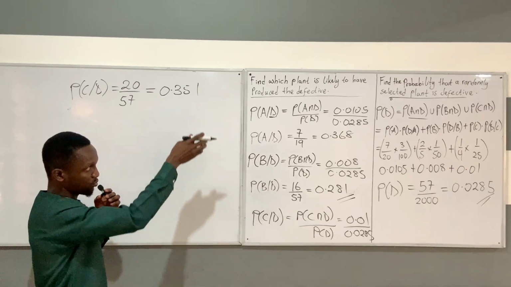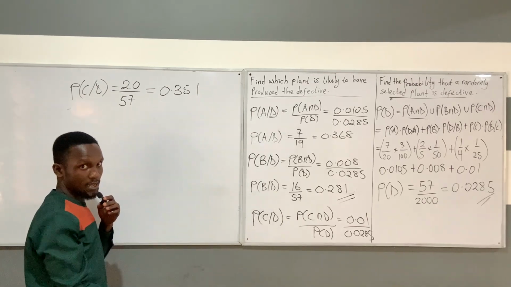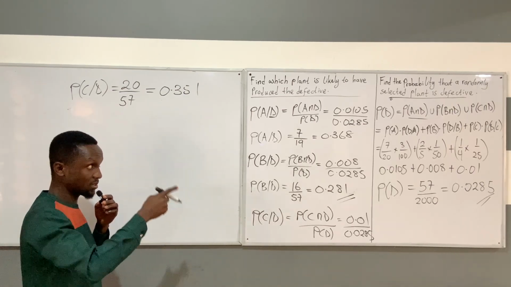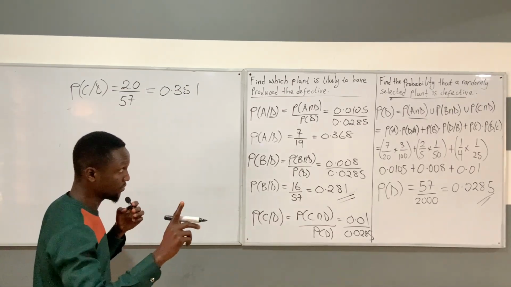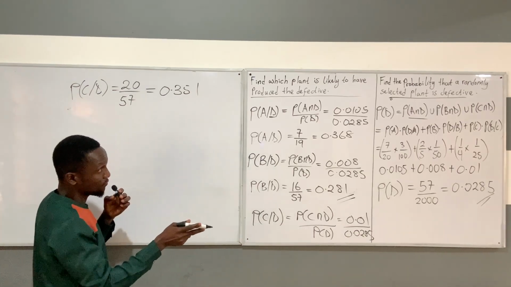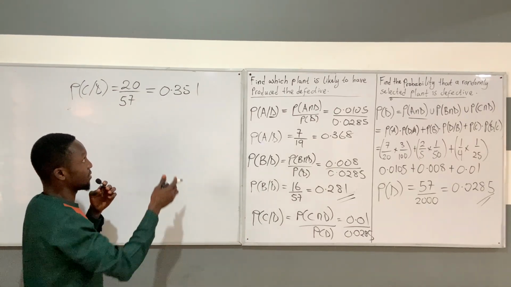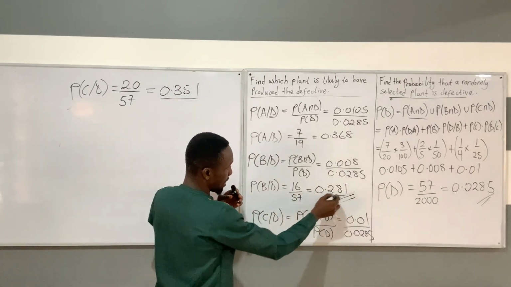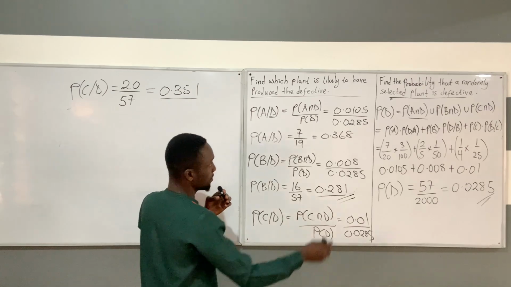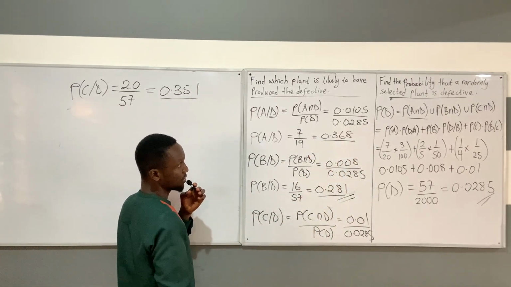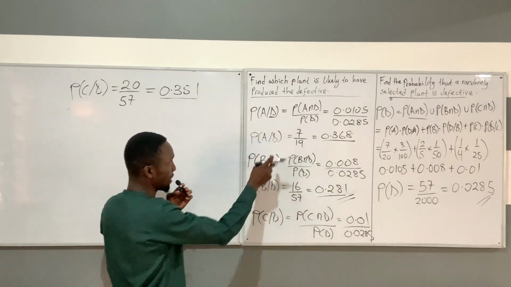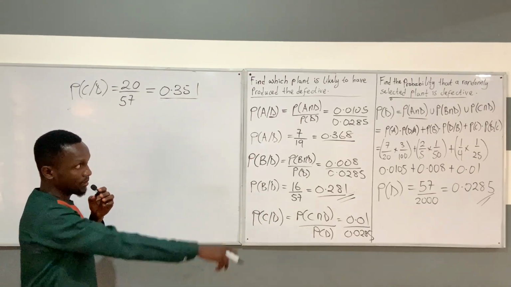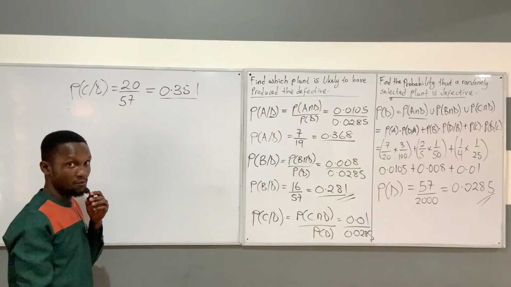So now that we've been able to find the probability for all the 3 plants, what are we supposed to do? We need to compare the values and find out which one of these machines produces the highest defective. To locate that, we need to look at the values. That is why I changed them to decimal numbers. When you look at this, we have 0.351. When we look at this, we had 0.281. And finally, we had 0.368 for this plant. So which one of these is the highest defective? It is clear that plant A generated the highest defective.